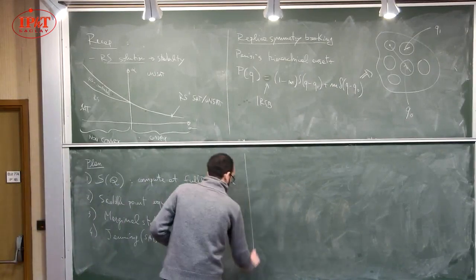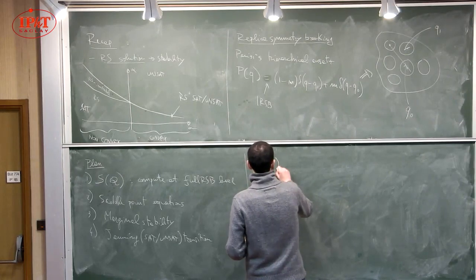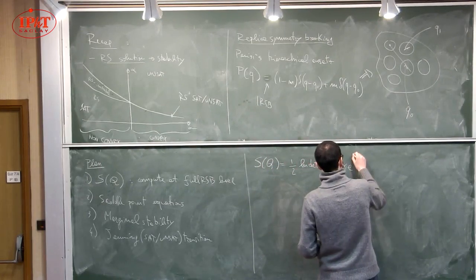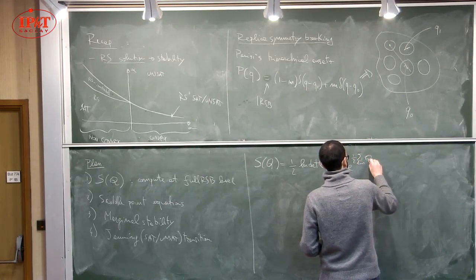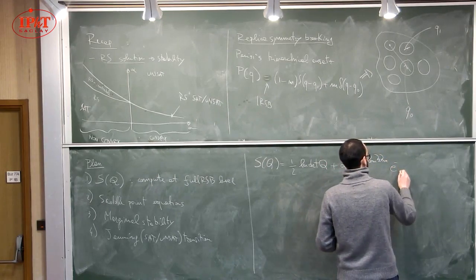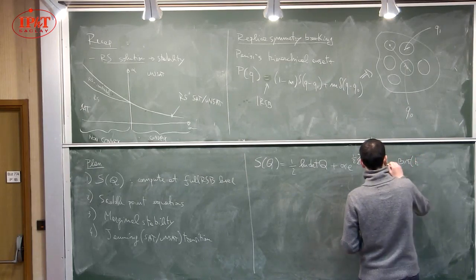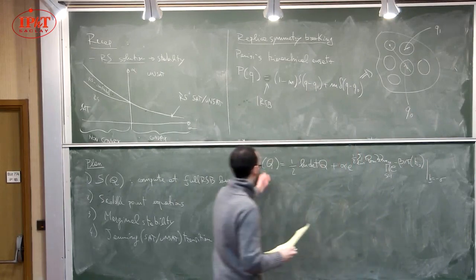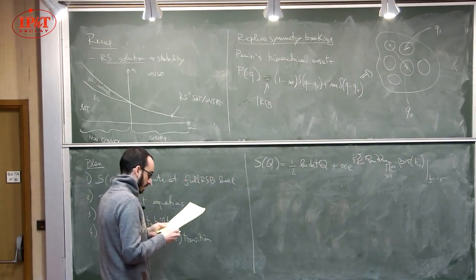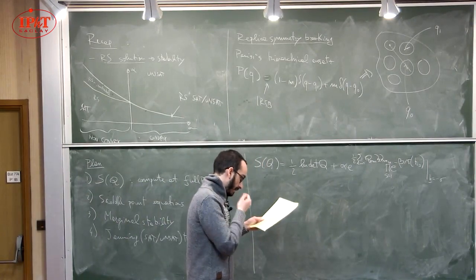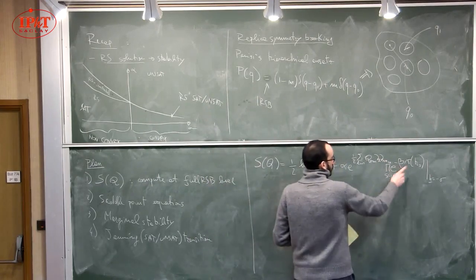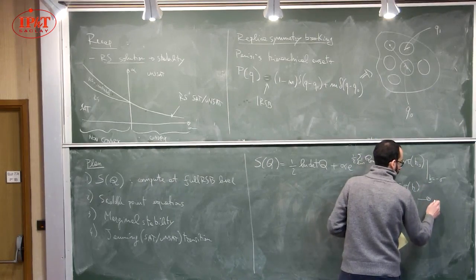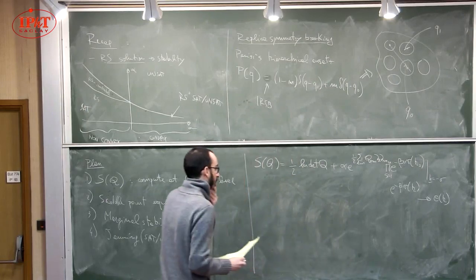Okay, so let's start again from the S of Q. So this is the expression that we obtained in the last lecture. I will do the computation in the SAT phase, so I will assume that e to the minus beta v of h goes to theta of h.